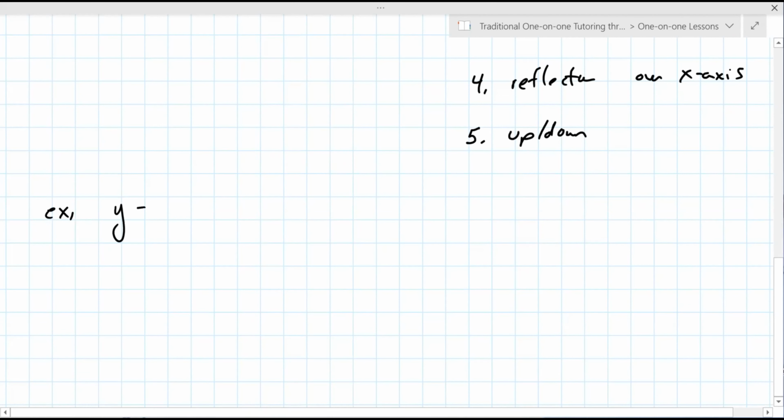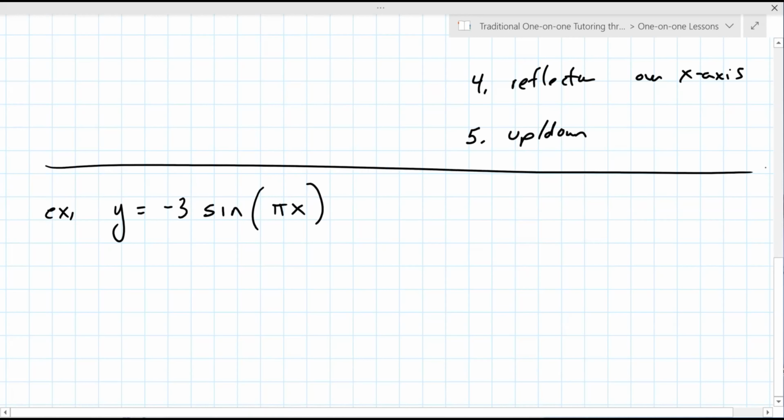Let's go y equals -3 sine pi x. So the first thing that I want you to be able to do here is determine the period. And the period is always 2 pi over b, and b is the number in front of x. So this time it's just going to be 2. You're like, well, that's different than before, but it's kind of the same.